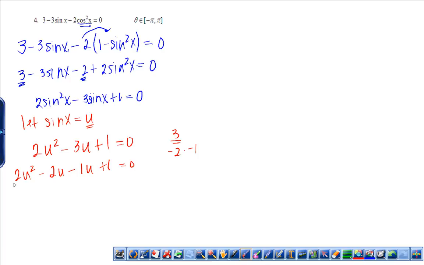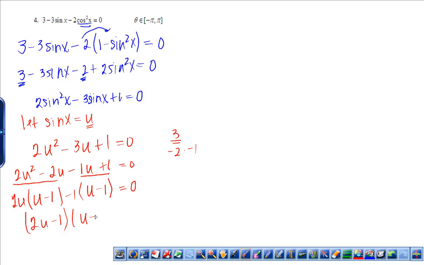So now I'm going to group them, the first two and the second two, and take out a common factor. And that would be a 2u. When you take out a 2u, you're left with a u minus 1. Take out a common factor here, and there's really nothing except for a negative 1. Then that leaves you with a u minus 1. So my answer here is 2u minus 1 and a u minus 1.